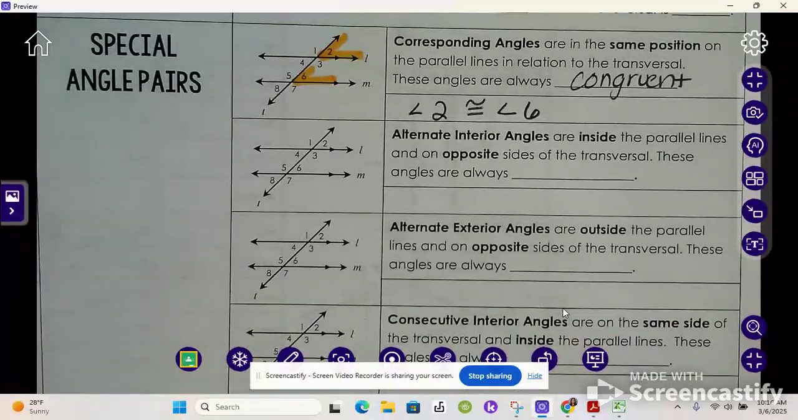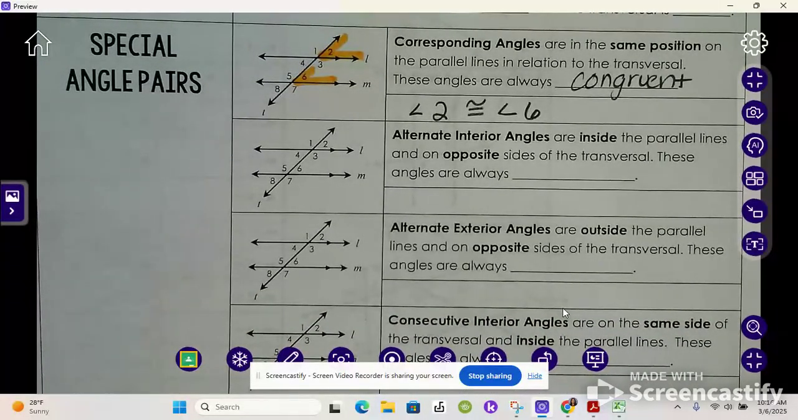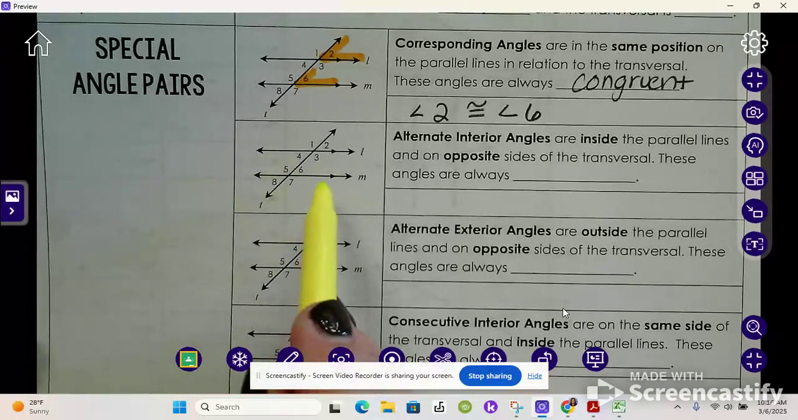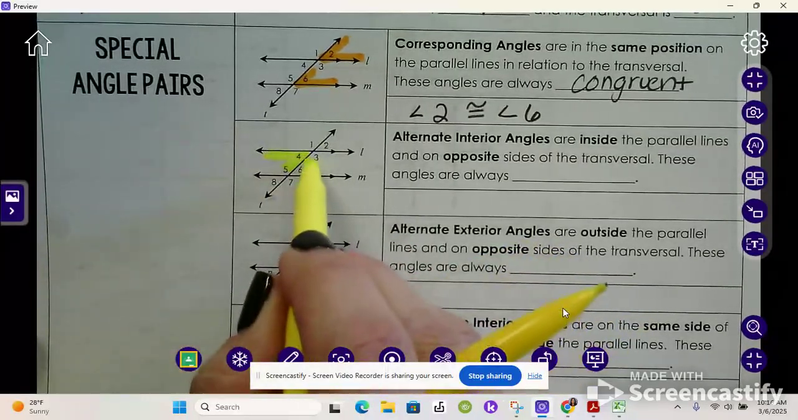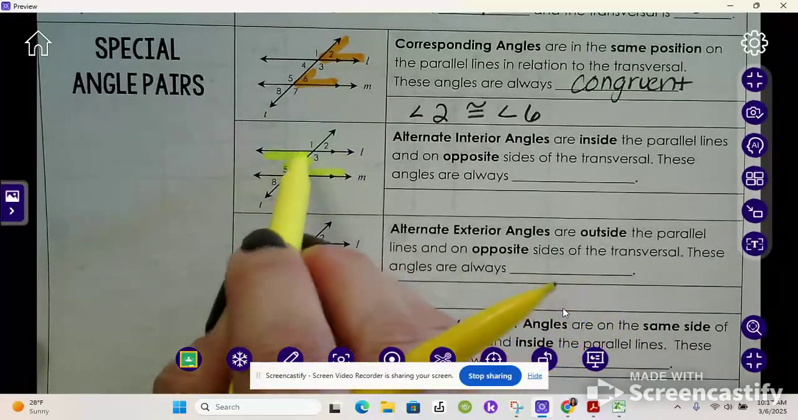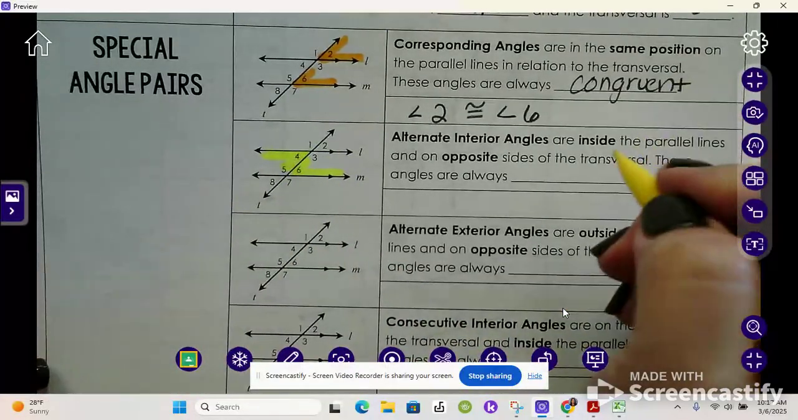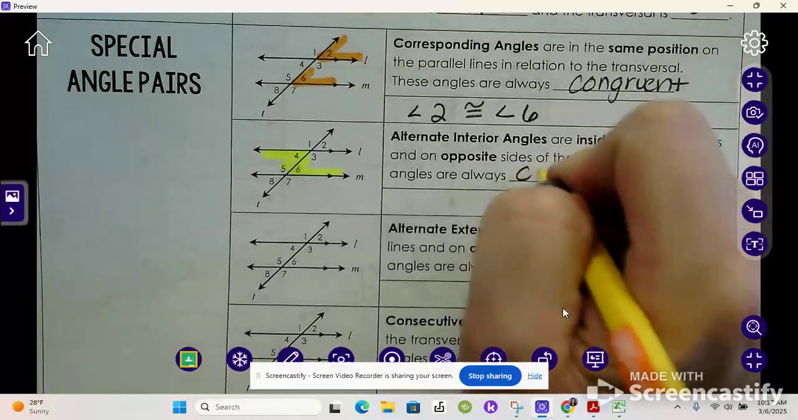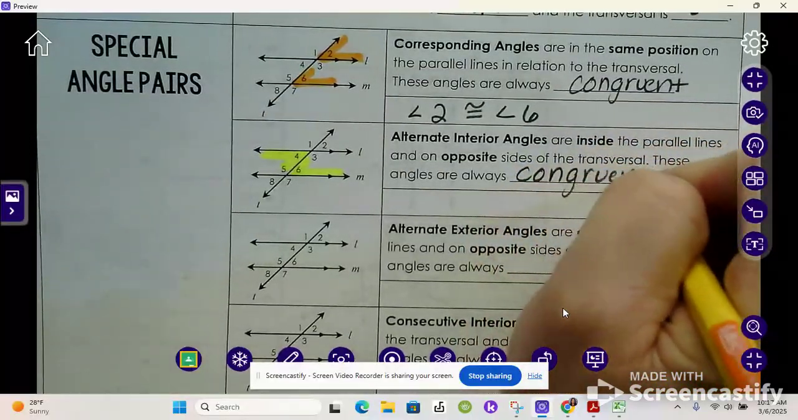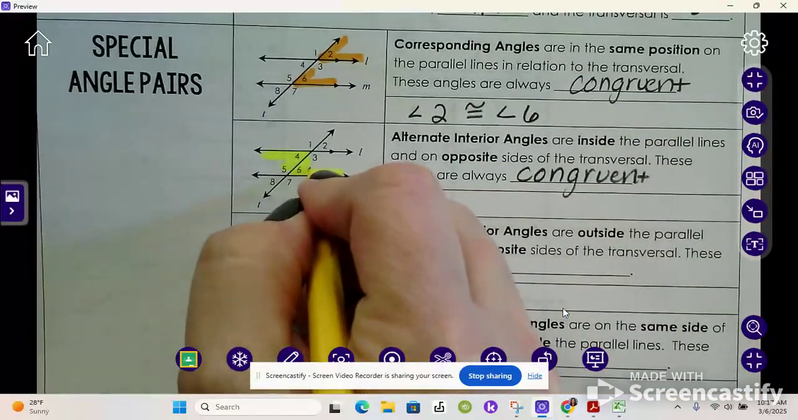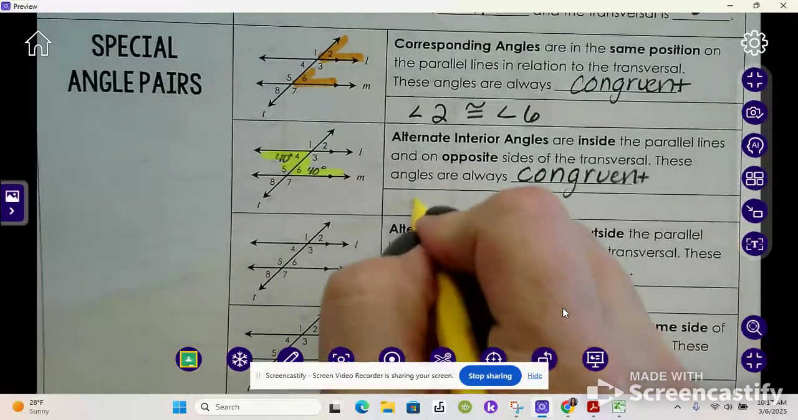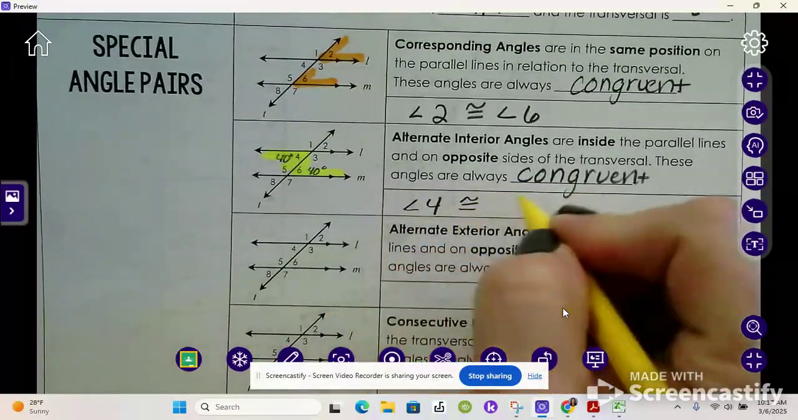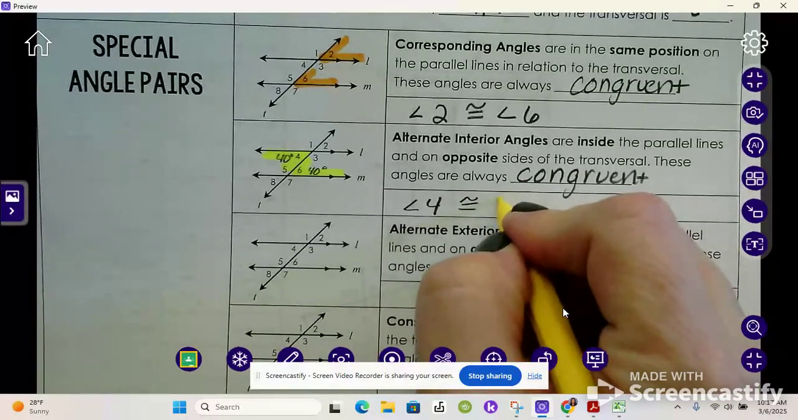Alternate interior angles. Interior means inside, so they are inside of the two parallel lines. Alternate means alternating, right? Like left, right. And so inside the line would be like 4. Now if I alternate and jump to the other side, it would be 6. So 4 and 6 are called alternate interior. And these are also always congruent in size. So if this was a 40-degree angle, so is this. Okay, so in this case we could say angle 4 is similar and congruent to angle 6.